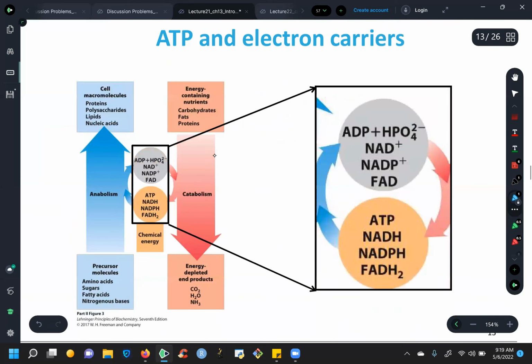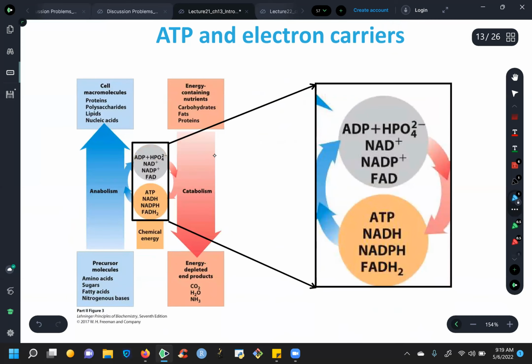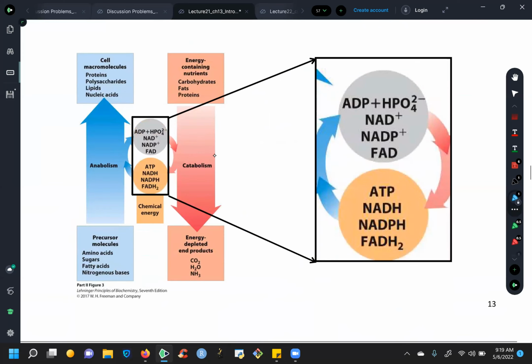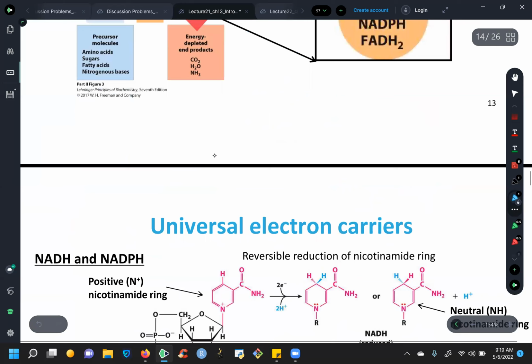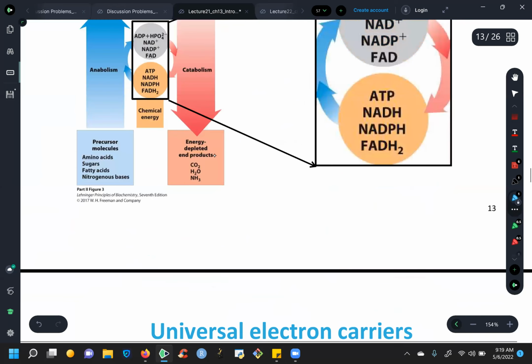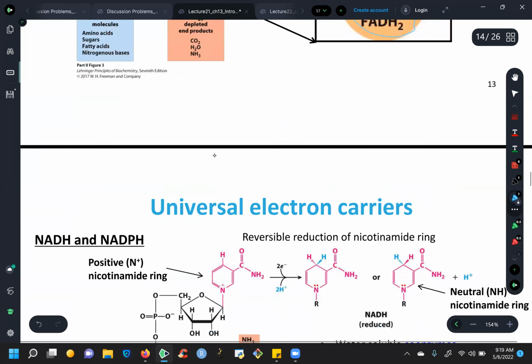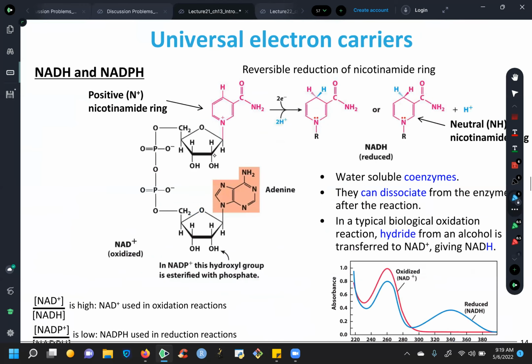ATP and electron carriers. It's the same thing we went over earlier. These are the universal electron carriers, NADH and NADPH.